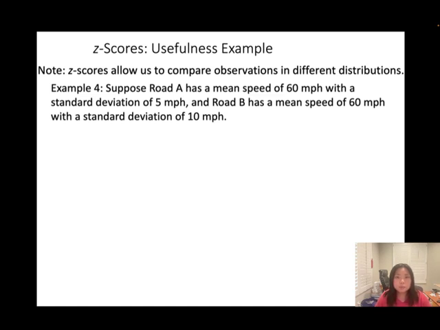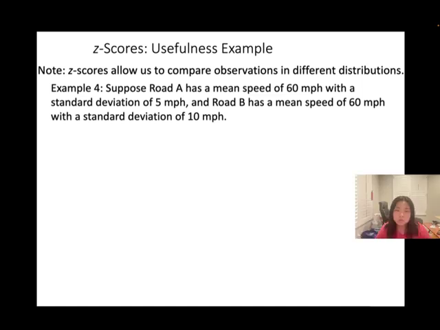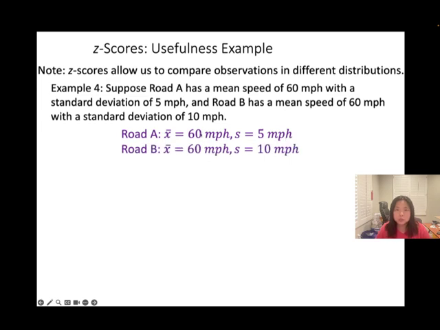Okay, look at this example. Z-scores allow us to compare observations in different distributions. Suppose wall A has a mean speed of 60 miles per hour with a standard deviation of 5 miles per hour, and wall B has a mean speed of 60 miles per hour with a standard deviation of 10 miles per hour. So I just write down the information here. Wall A, we have the mean 60 miles per hour. Standard deviation, we use s equal to 5 miles per hour. And then wall B, you could see they have the same mean here, but they have a different standard deviation.